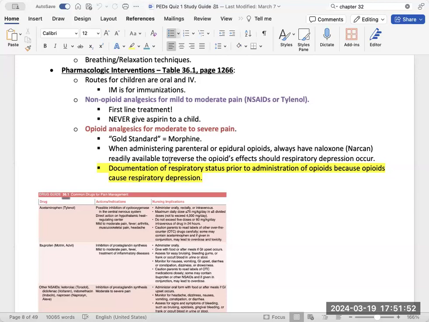And if we're administering these parenteral or epidural opioids, you always need to have naloxone, right? Narcan available because we need to reverse the side effects of the opioids if respiratory depression occurs. So if we're giving morphine, we need to monitor respirations, right? Because it can cause respiratory depression. Even though that was a med surg thing, it doesn't change. If you know morphine, my first thing is, uh-oh, they're on morphine, I need to monitor respirations.